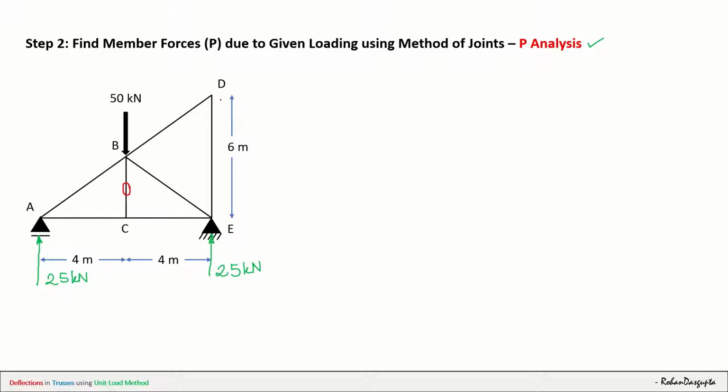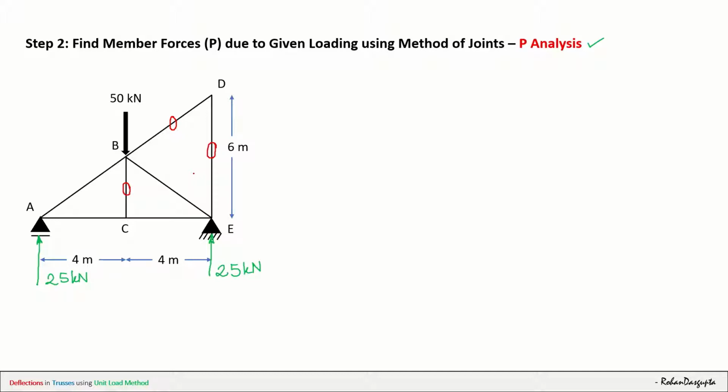Then if you examine this joint D, at joint D there are two members meeting, DB and DE, and there are no forces acting at the point D. So therefore, by default, the force in the member DB and the force in the member DE will also become equal to 0. Okay, so I think these are the members where the forces will be equal to 0.